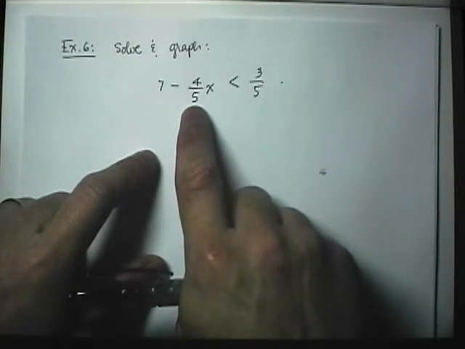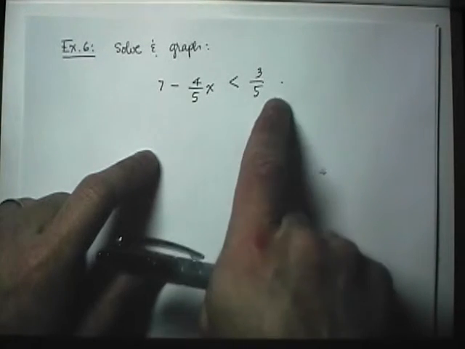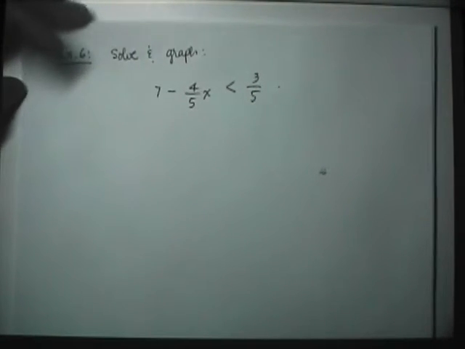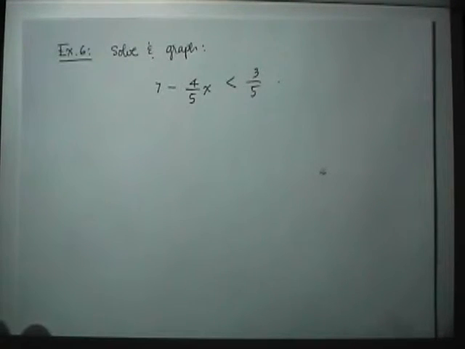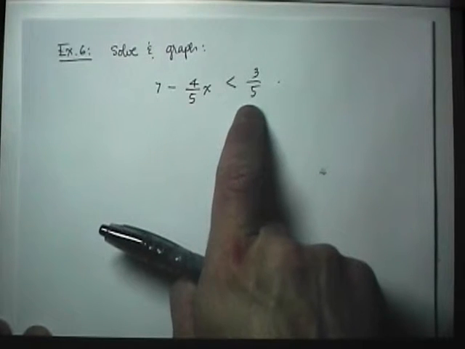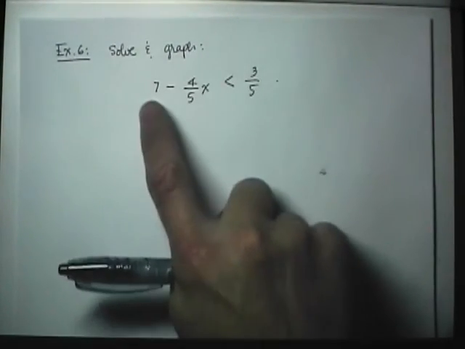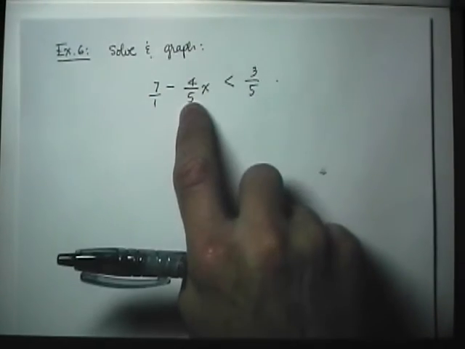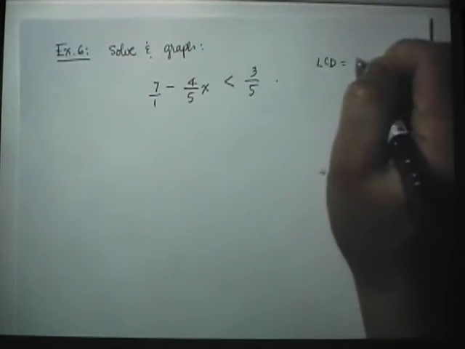So I have some fractions involved. However, the good thing so far is we have like denominators throughout those fractions. And so here's always the trick. It doesn't matter if you're solving equations or inequalities. When you're encountering fractions, always find for yourself the LCD, which is the least common denominator. Throughout all the possible fractions, I have 7, which you can think of as 7 over 1, I have the fraction 4/5, and I have the fraction 3/5. So my LCD in this case is 5.